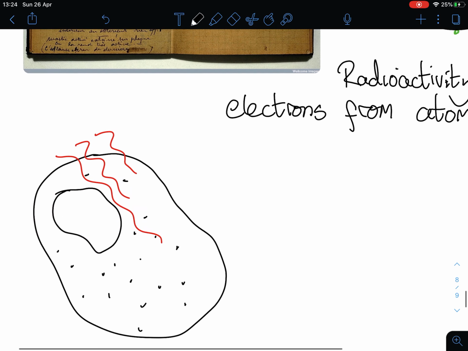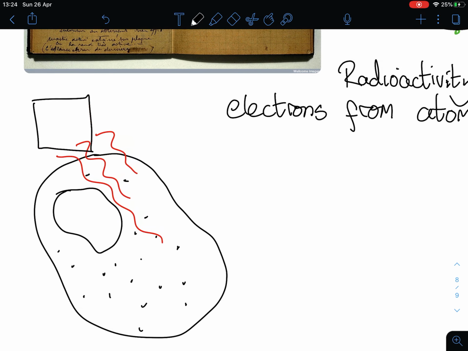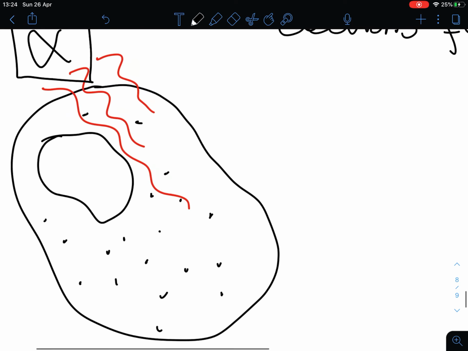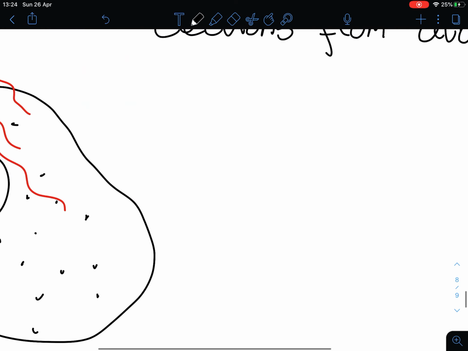However, if you're next to a strong source, then it's more than it can keep up with. So if we put an alpha source right next to you, then we have a problem. So the first thing that can happen is it will ionize your cell.